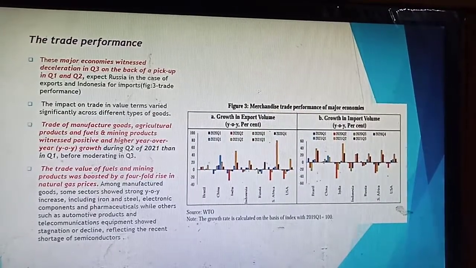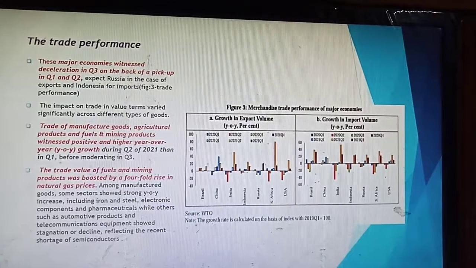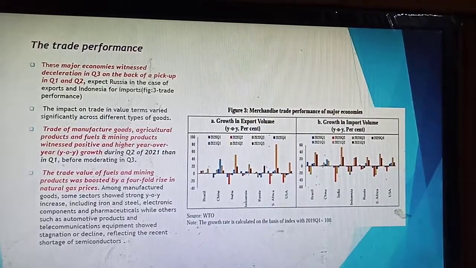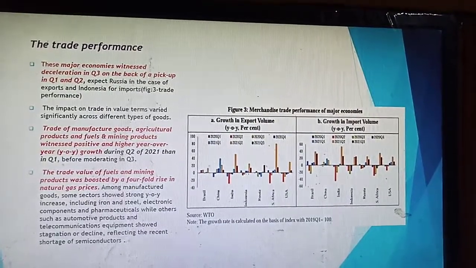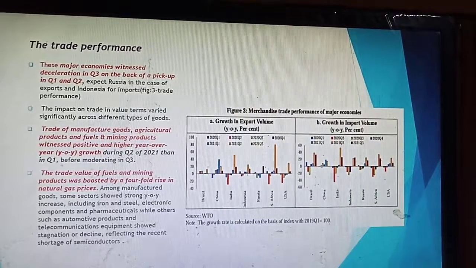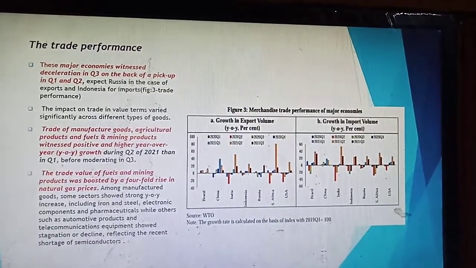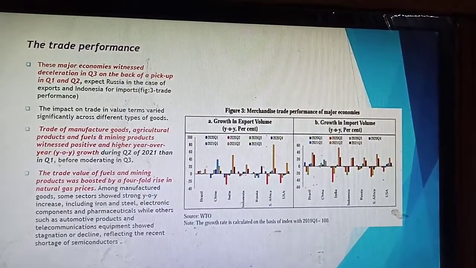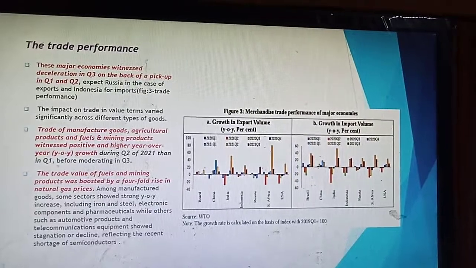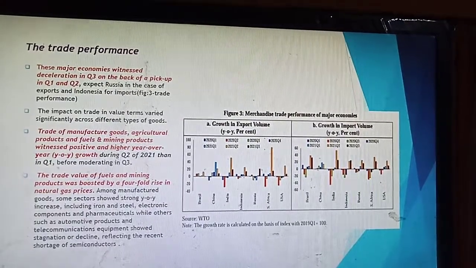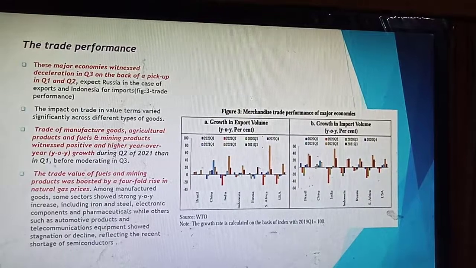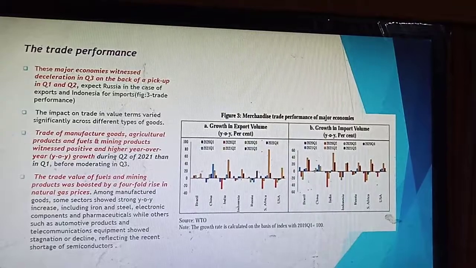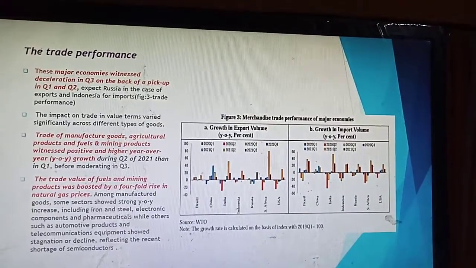The impact on trade in value terms varied significantly across different types of goods like fuel, mining products, etc. The trade value of fuels and mining products was boosted by a fourfold rise in natural gas price. Among manufacturing goods, some sectors show strong year-to-year increases, including iron and steel, electronic components, and pharmaceuticals, while others such as automotive products and telecommunications equipment show stagnation or decline, reflecting the recent shortage of semiconductors.